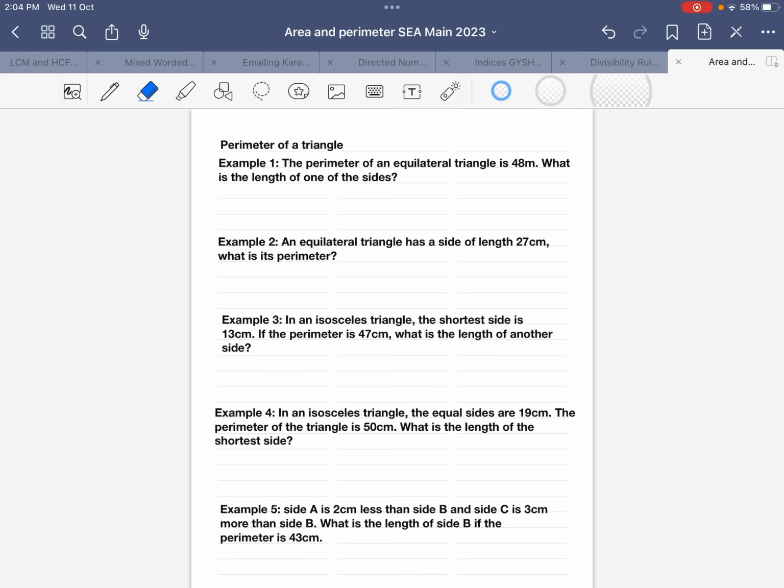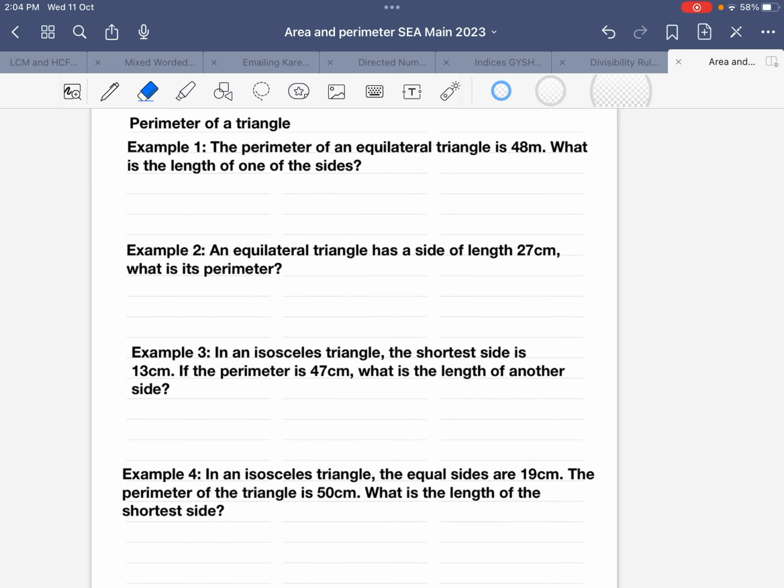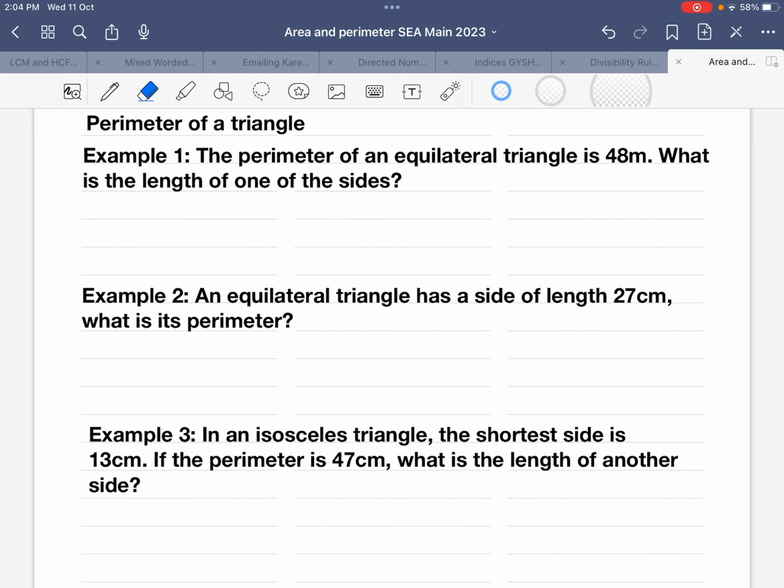Here we have some simple triangle perimeter questions. You can feel free to pause the video and attempt these. Example 1. The perimeter of an equilateral triangle is 48 meters. What is the length of one of the sides?